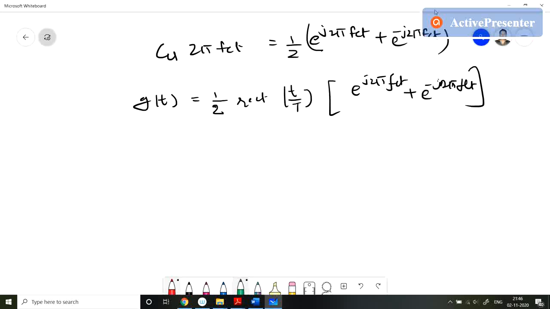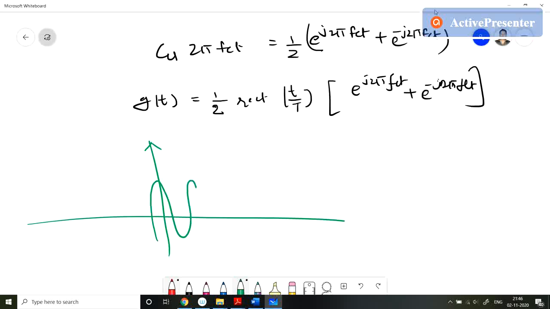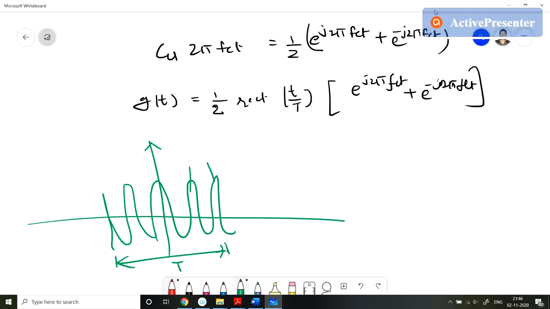Let me explain this. So this is our pulse, and the duration of the pulse is capital T. The frequency is fc, so the period is 1 divided by fc, and the amplitude is plus minus 1. So this is our pulse.